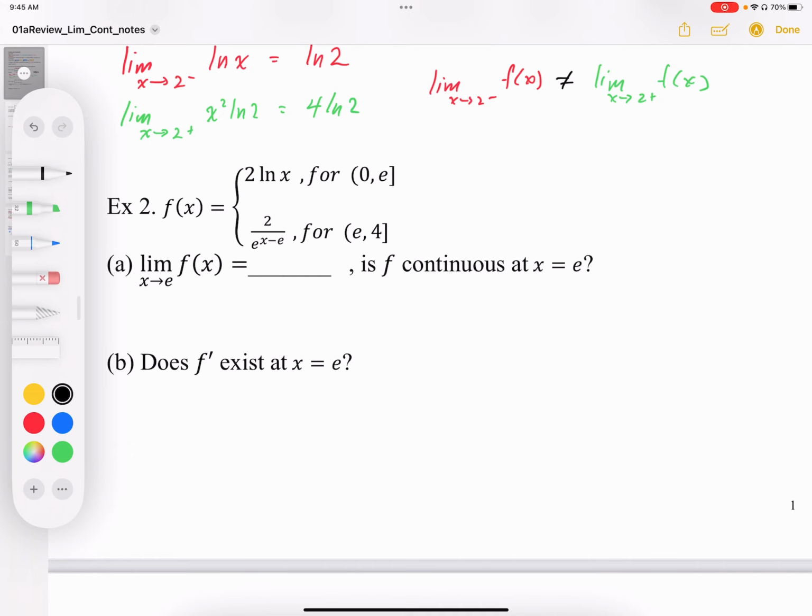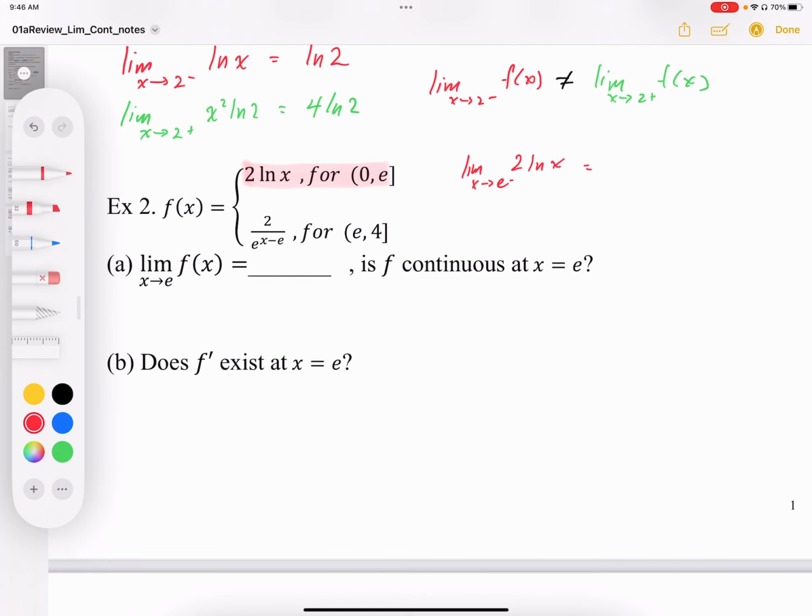Example 2, we have f of x being a piecewise function, and the question is asking for the continuity at x equals e, where it transitions from one side, the left side, to the right side. So looking at the left side, which is defined by 2 log x, we can check to see what the limit is from the left-hand side. So we're going to check the limit as x approaches e from the left side of 2 log x.